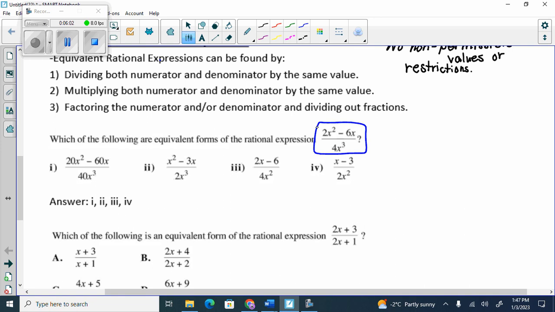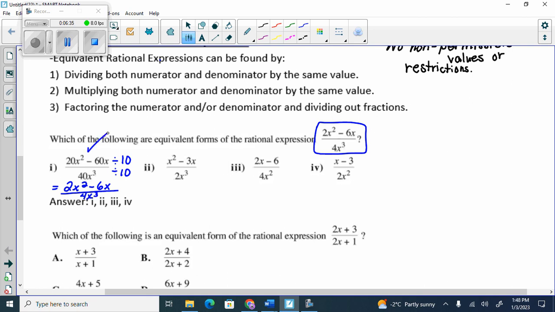So I say, okay, I have 20x squared, I need it to be 2x squared. So I'm going to have to divide the top by 10. The numerator by 10, but also then the denominator by 10, because when I do the top, I have to do the bottom, but it's an equivalent. So let's see if I get the actual answer. 20x squared divided by 10 is 2x squared. Negative 60x divided by 10 is negative 6x. All over 40x cubed divided by 10 is 4x cubed. Now, does it match? Yep, so it's equivalent.